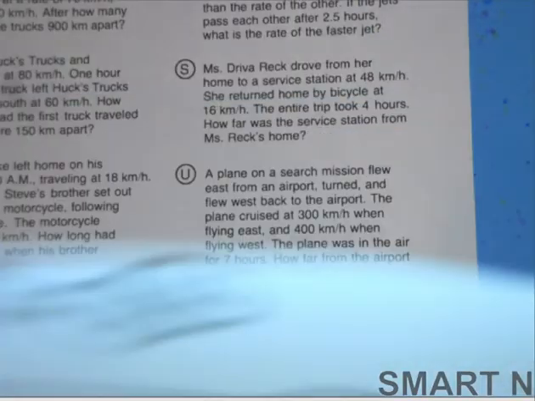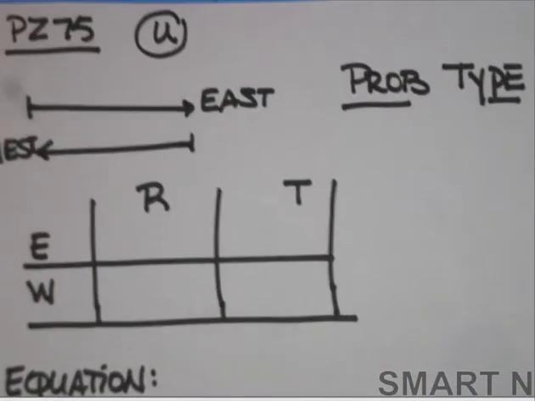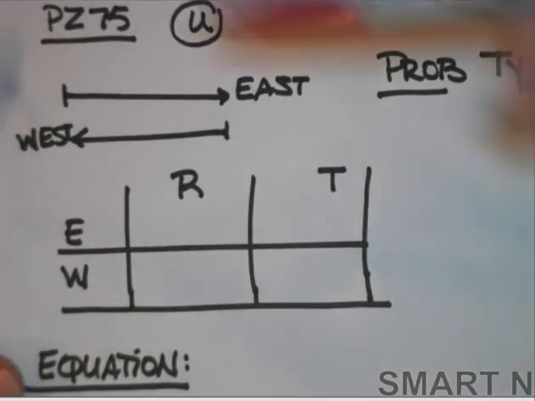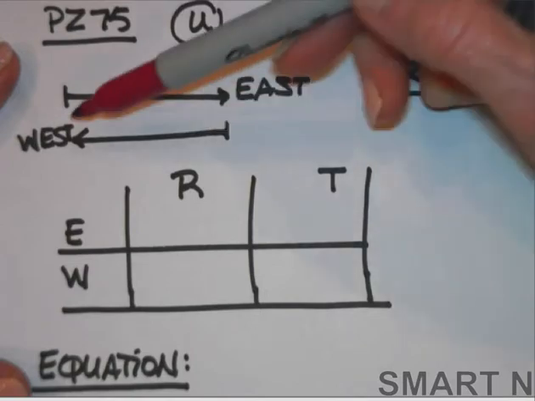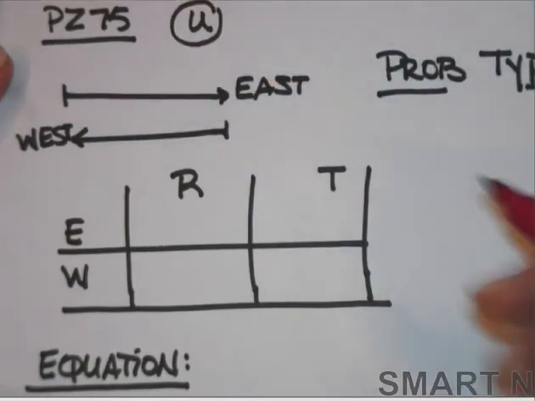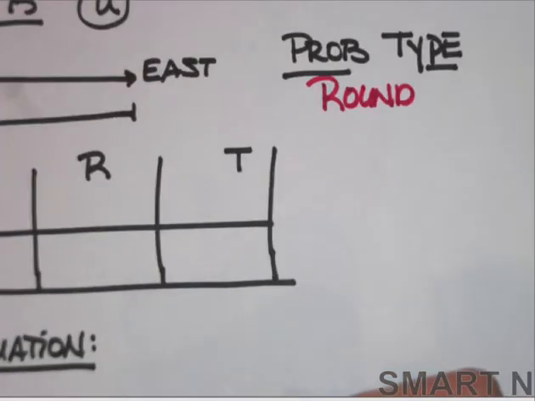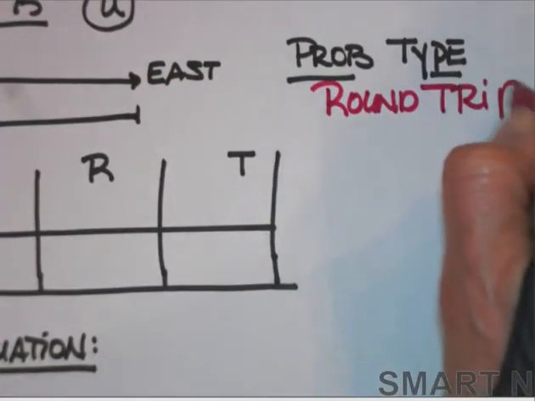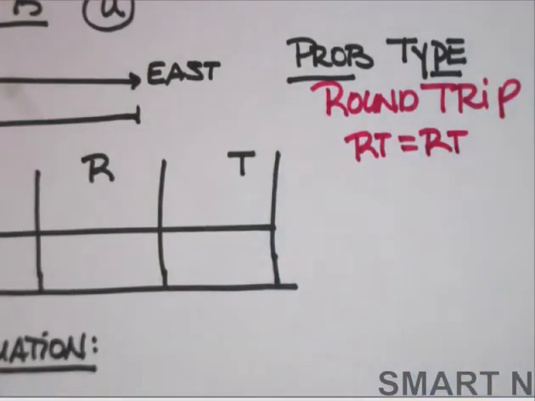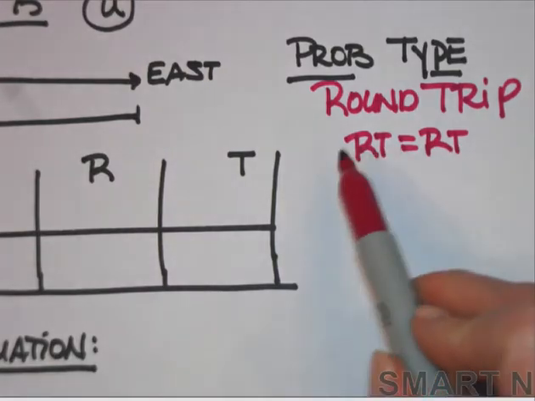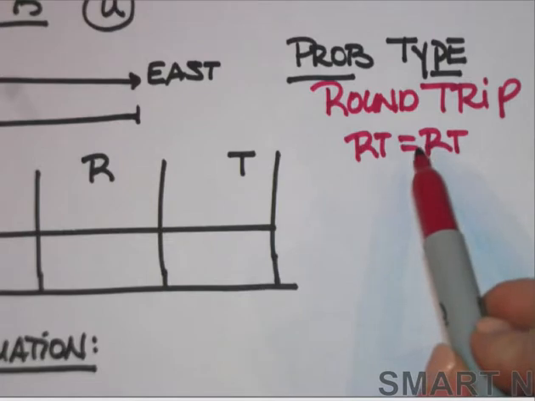So let's walk through this together. For starters, the first thing you need to do is figure out the problem type. So the jet started here and flew east and then turned around and flew back west. So this is simply a round trip problem. And the round trip setup is the rate times time going equals the rate times time returning. It's a round trip taking the same route, so the distance traveled on both legs of the trip is exactly the same.